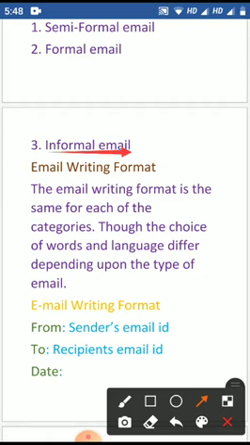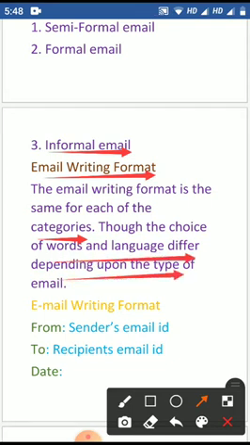Let us firstly see the email writing format. The email writing format is the same for each of the categories. That means it is the same for all the three categories, though the choice of words and language differ depending upon the type of email. Let us see the steps of writing the email.